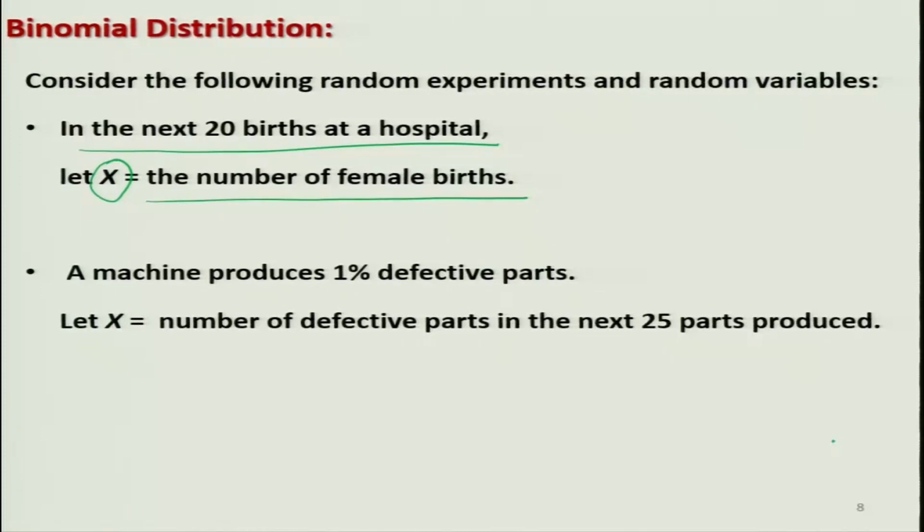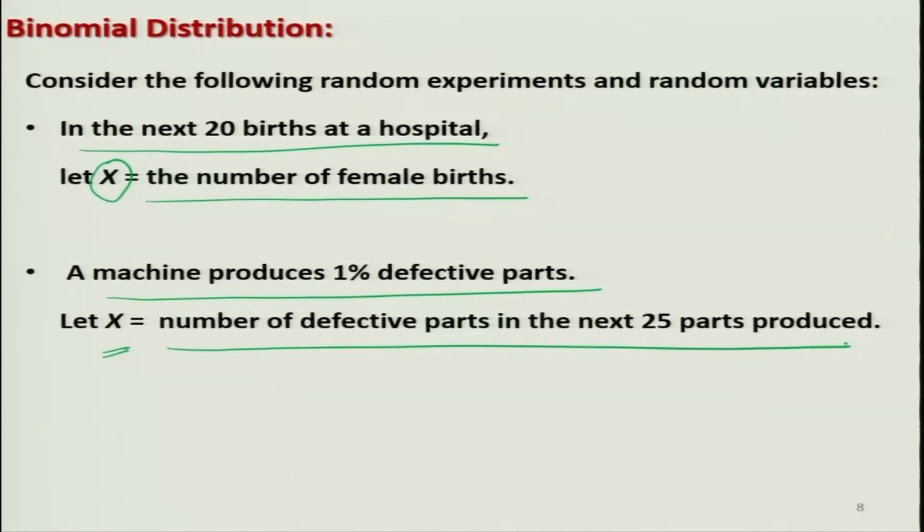Suppose I take one more example, that a machine produces 1% defective parts. Suppose capital X is the random variable indicating the number of defective parts in the next 25 parts produced. So in both cases, every outcome is going to be governed by the Bernoulli distribution, or Bernoulli trials. And we are interested here in a certain number of occurrences or non-occurrences of the events, right.